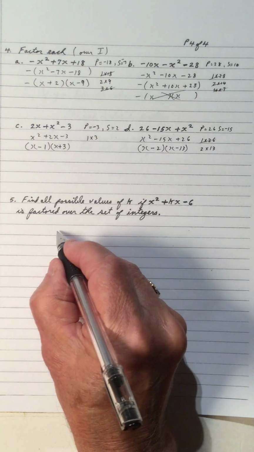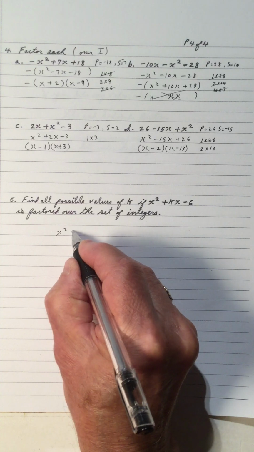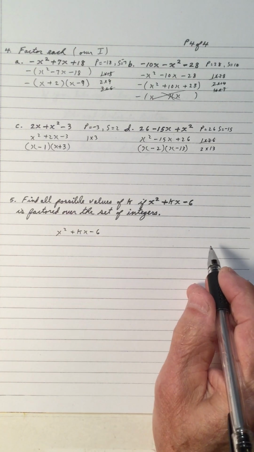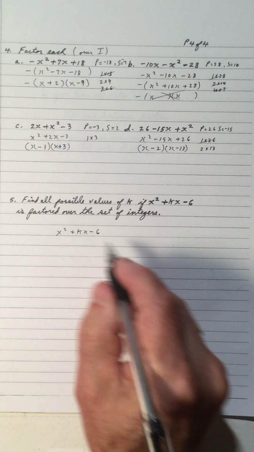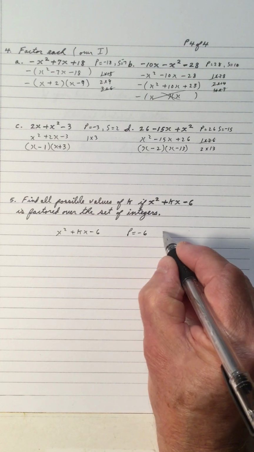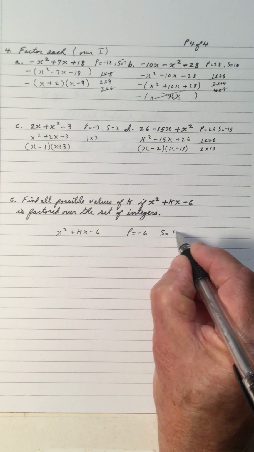And the last question: find all possible values of k if x squared plus kx minus 6 is factorable over the set of integers. So we have x squared plus kx minus 6. We have a product of negative 6, and the sum is k.